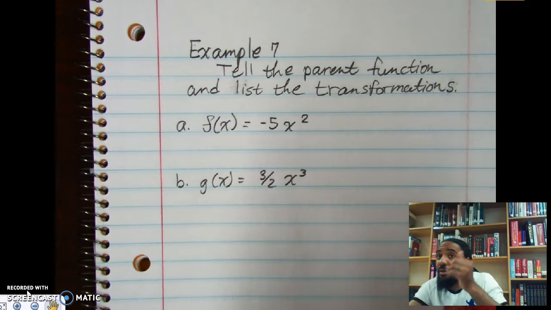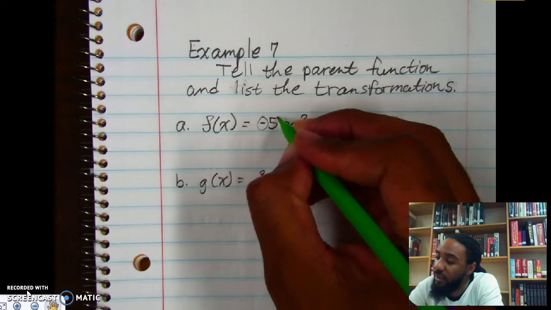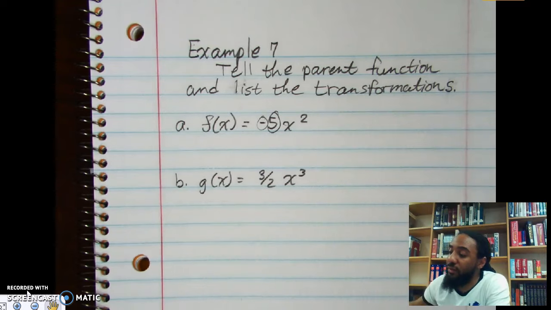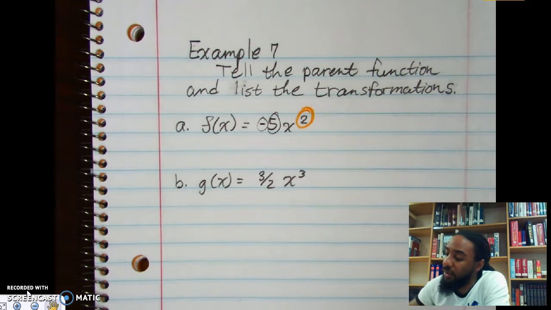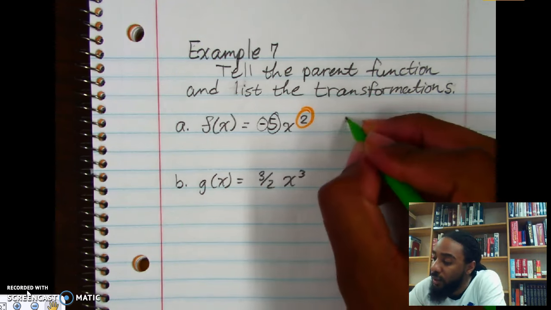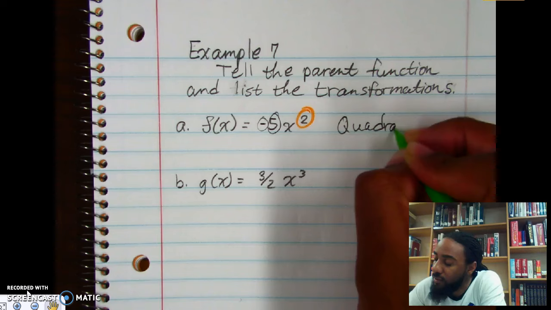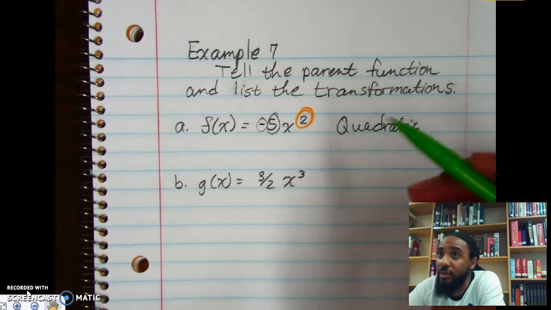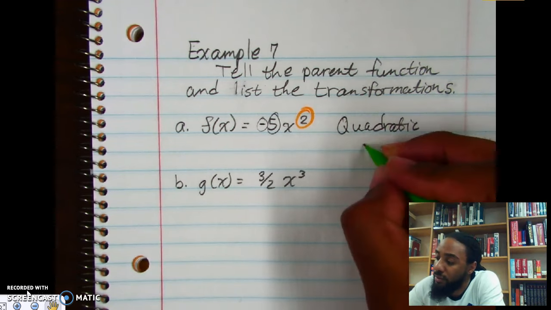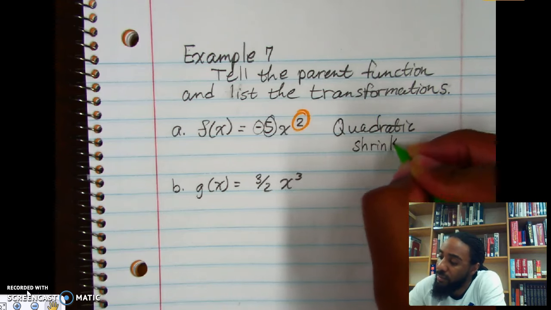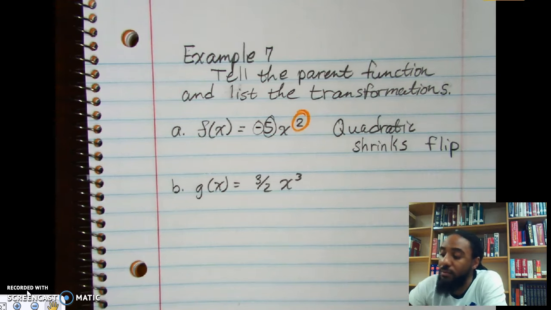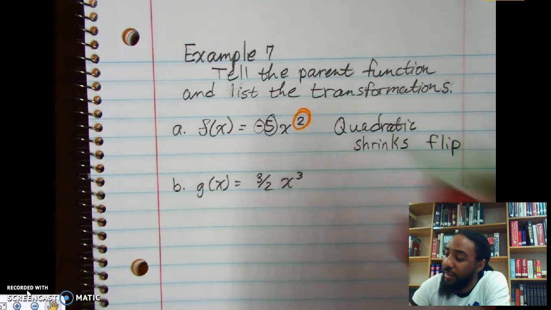Okay, so here we have a negative going on, and we have a 5 going on, and we have the actual x squared. So first off, it says to the parent graph. So we know that 2 right there tells us what function it is. It's a quadratic function. Okay, so the 5 tells us that it shrinks or expands. Is it greater than 1 or between 0 and 1? So it shrinks. And the negative tells us it's going to flip. That's it. All right, so then we go ahead and go to the last part here.